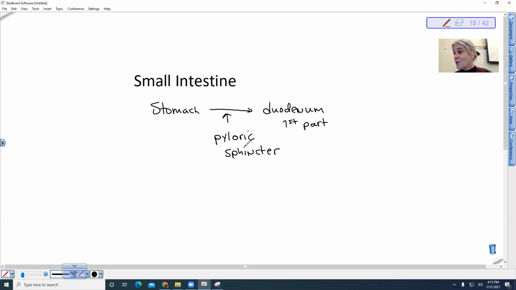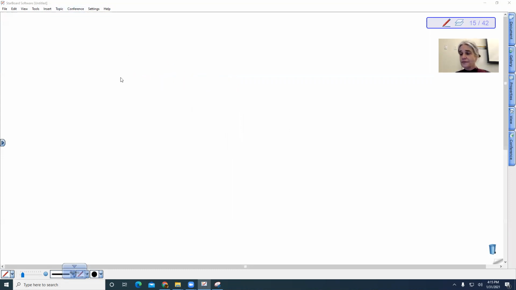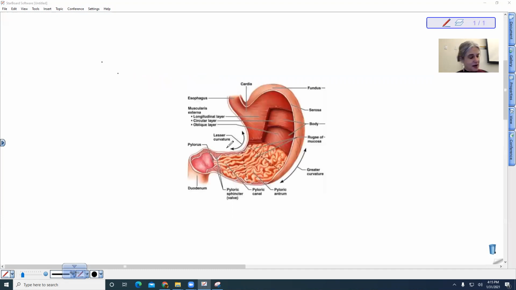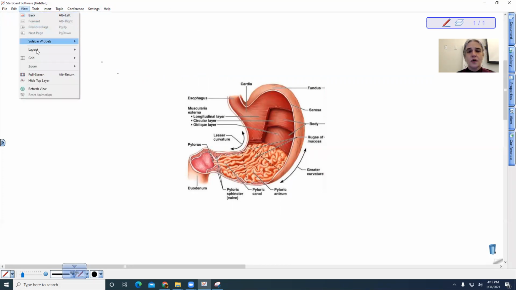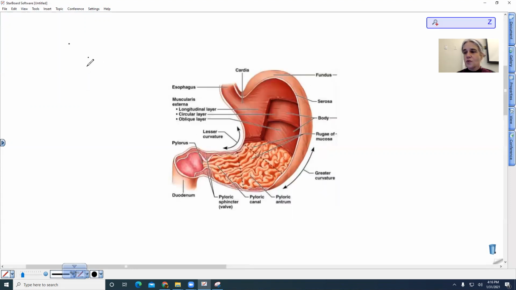So if we were to look at what this looked like in a diagram, we could look at a diagram of the stomach. And let me zoom in on this a little bit. I have to go to view. For some reason, the controls won't work.